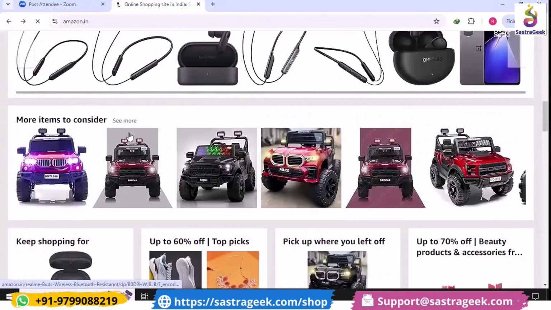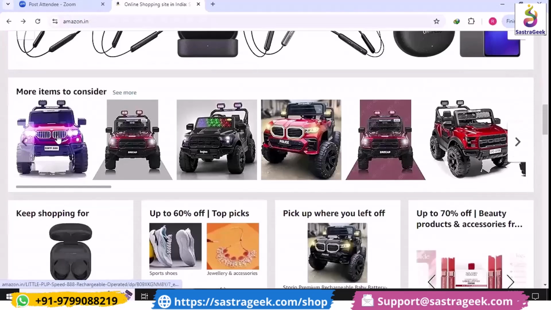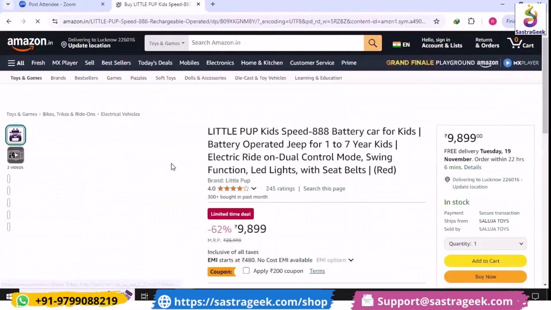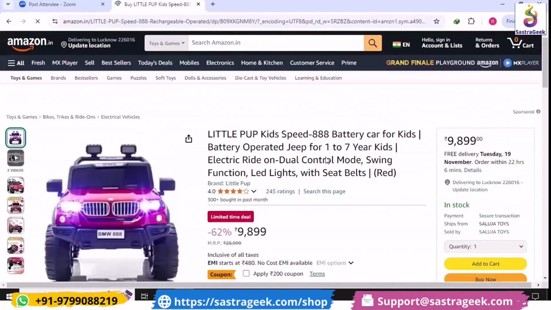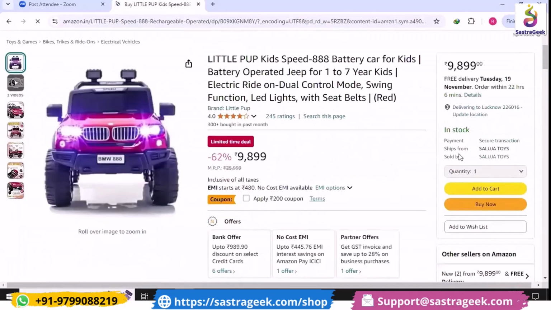I would say, suppose I am buying this toy. Okay. Over here, if you see, this is not being shipped by Amazon. This is being shipped by your retailer, which is registered with Amazon, or a retailer or manufacturer, whosoever it is, basically. So he's the one who is selling the goods. He's the one who is shipping the goods.